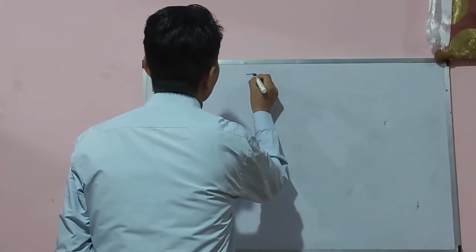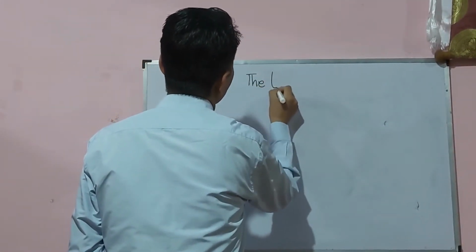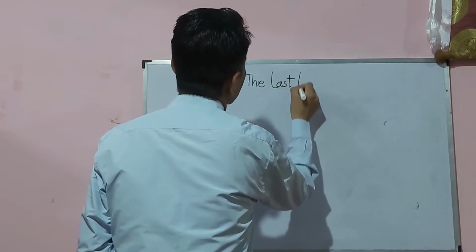The last lesson was from your English textbook Moments, and the name of the story that I did was The Last Leaf. Let us talk a little bit about the story, although you have already learned this and you might have also done all the exercises.